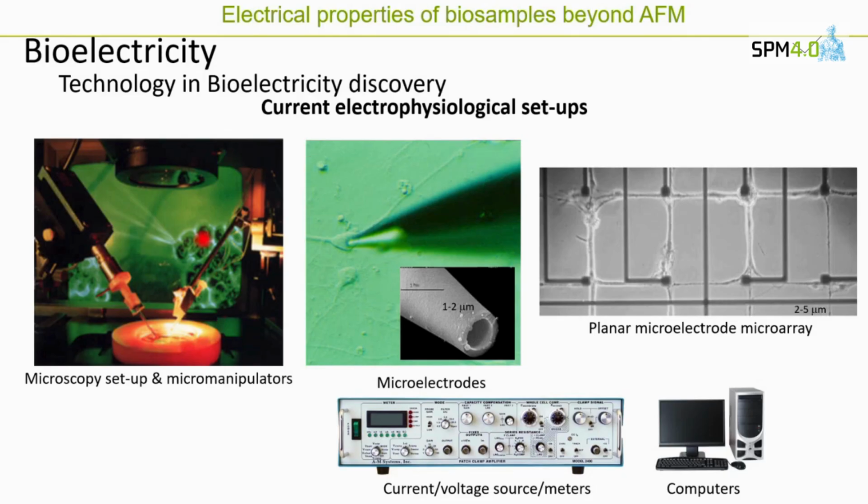So this is one type of setup. This is mostly for active properties. And then you have planar microelectrodes, which is the other type of system that is used to measure electrically. In this case, you have a planar electrode, and then you put the cell on top of it. And then you measure the electrical activity of the system.